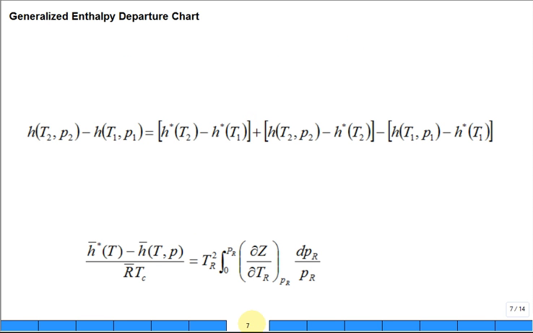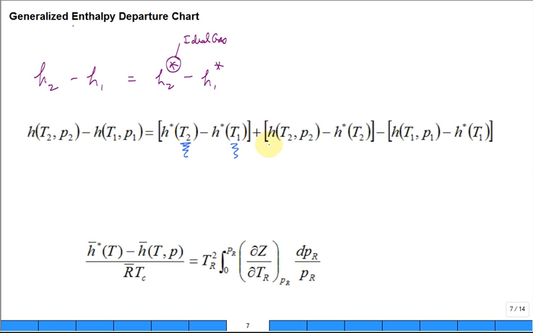Let's move now to the enthalpy departure chart. It's just like the compressibility chart. So if I'm interested in calculating H2 minus H1 for real gases, not ideal gases, what I'll do is approximate it assuming that it's truly a function of temperature only, neglecting the effects of pressure. And that's when they put this asterisk up here. This is a true ideal gas, and it's only a function of temperature, the final temperature T2 and the initial temperature T1.